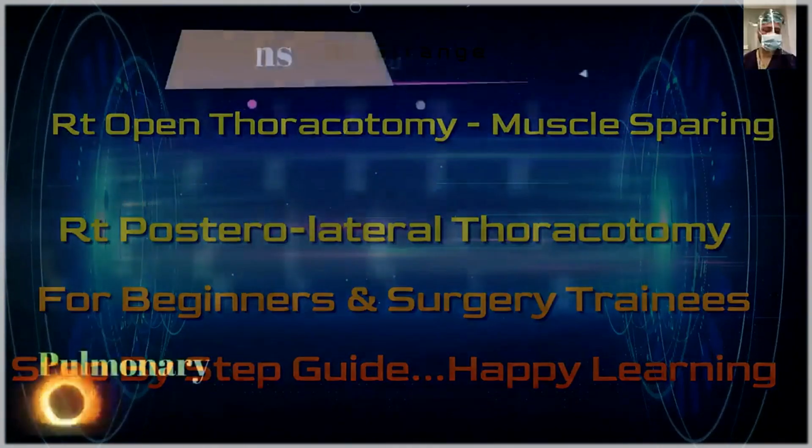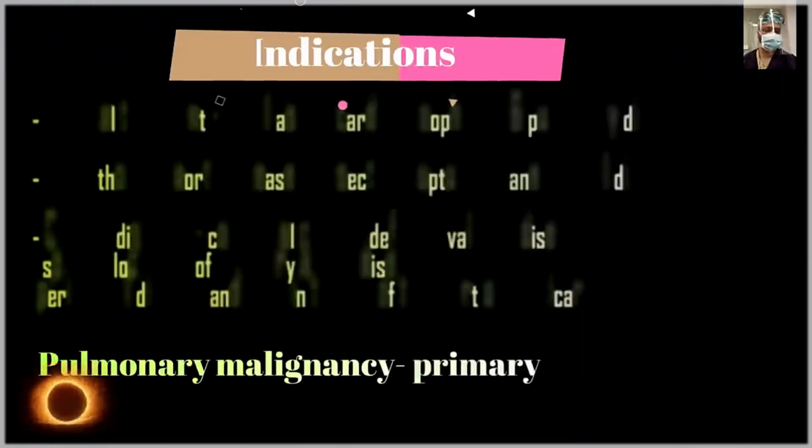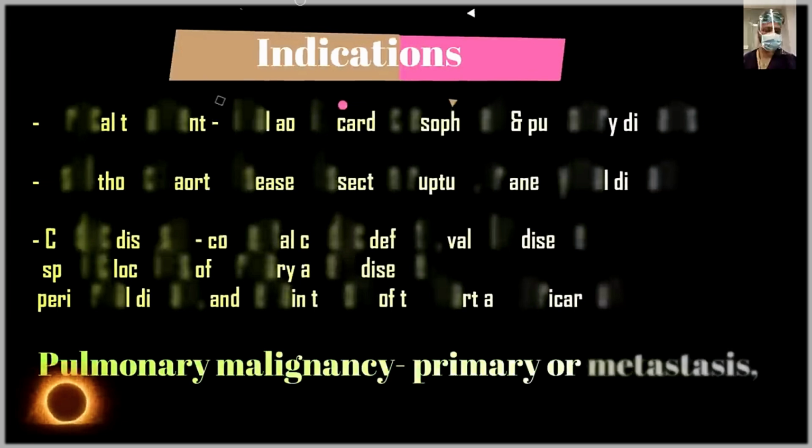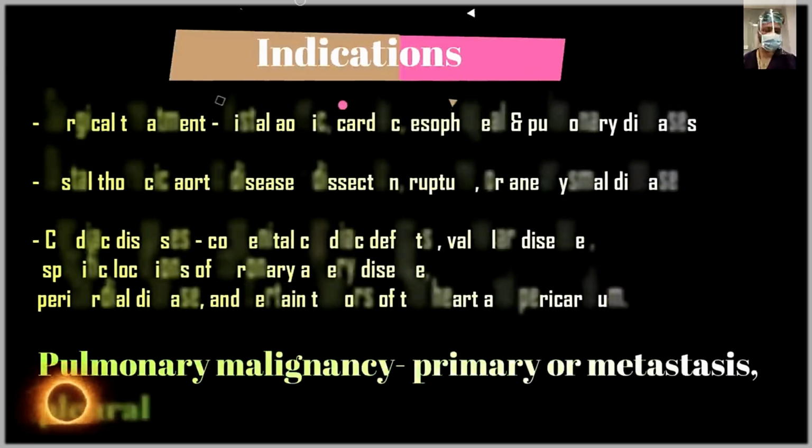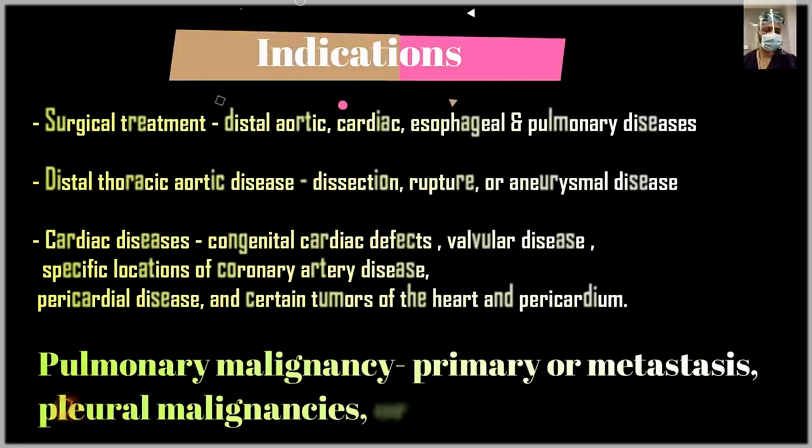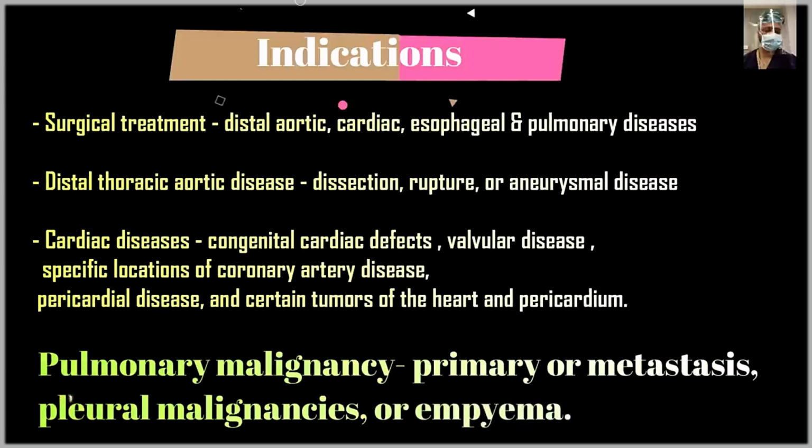The indications of thoracotomy can be the surgical treatment of distal aortic, cardiac, esophageal, and pulmonary diseases. The distal thoracic aortic disease can be dissection, rupture, or aneurysmal disease. The cardiac disease may be congenital cardiac defects, valvular diseases, specific locations of coronary artery disease, pericardial diseases, and certain tumors of the heart and pericardium. Pulmonary malignancy, primary or metastasis, pleural malignancy, and empyema are other indications for thoracotomy.